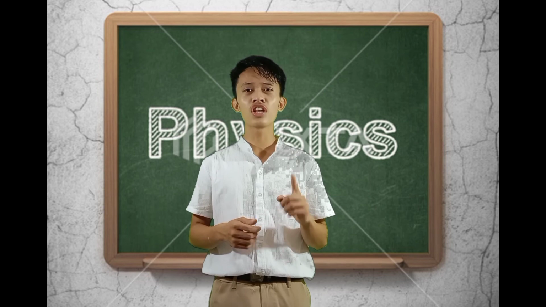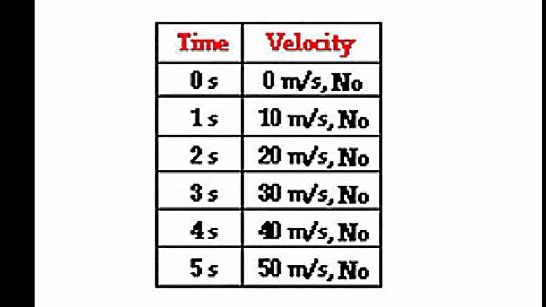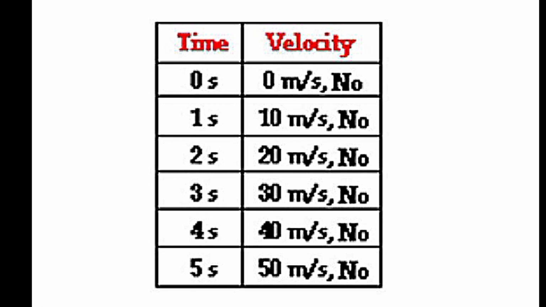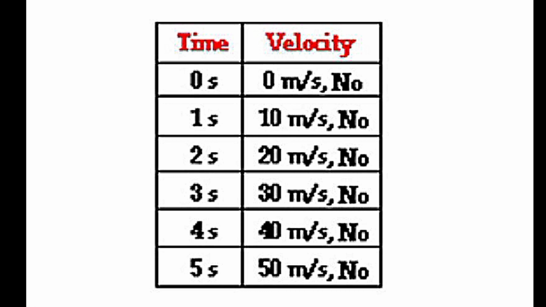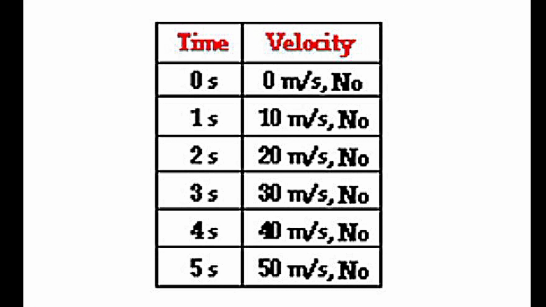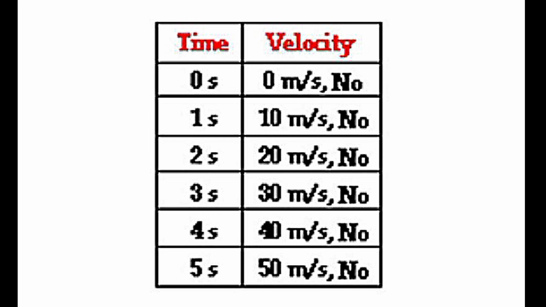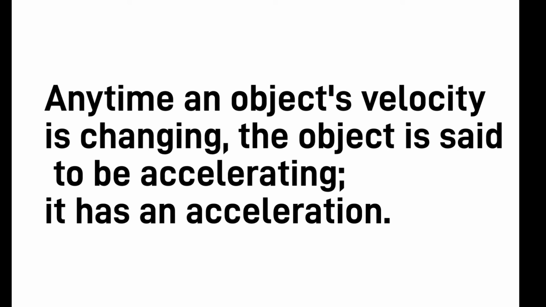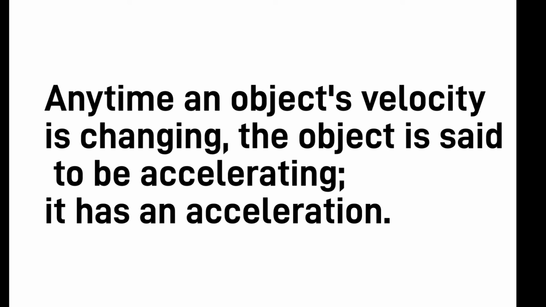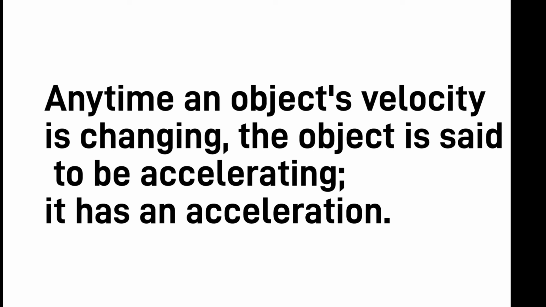Acceleration has to do with changing how fast an object is moving. Example: these data are representative of a northward moving accelerating object. The velocity is changing over the course of time. In fact, the velocity is changing by a constant amount of 10 meters per second. Anytime an object's velocity is changing, the object is said to be accelerating. Hence, it has an acceleration.